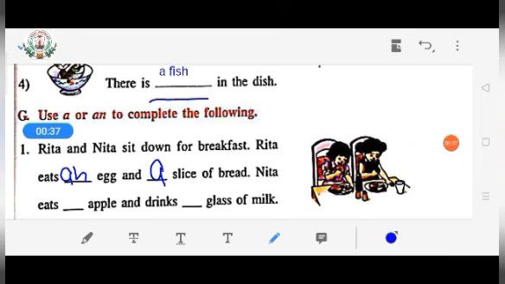Neeta eats dash apple. The first letter of apple is A. A is a vowel here. So we will put an apple and drinks dash glass of milk. The first letter of glass is G. G is a consonant letter. So we will put a glass of milk.